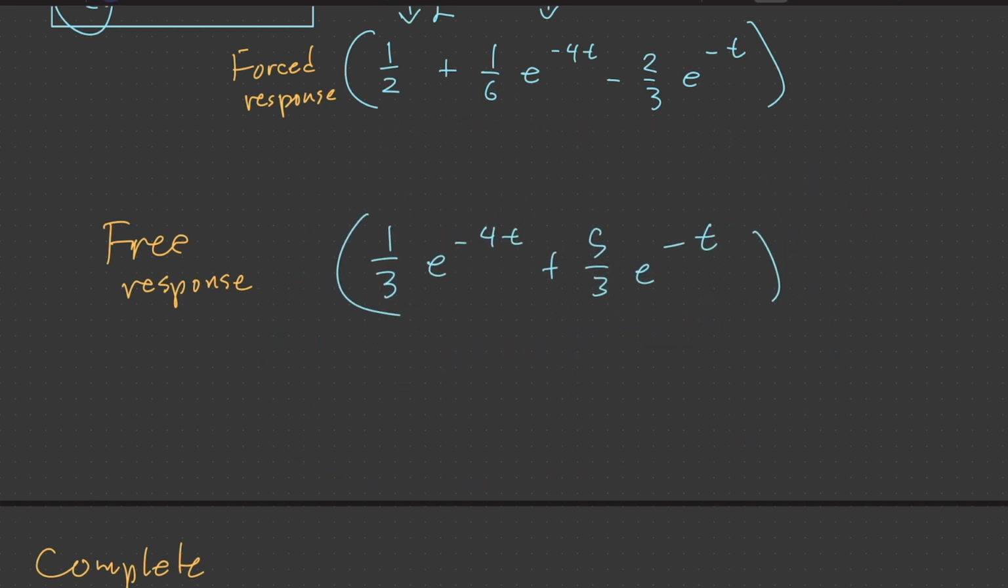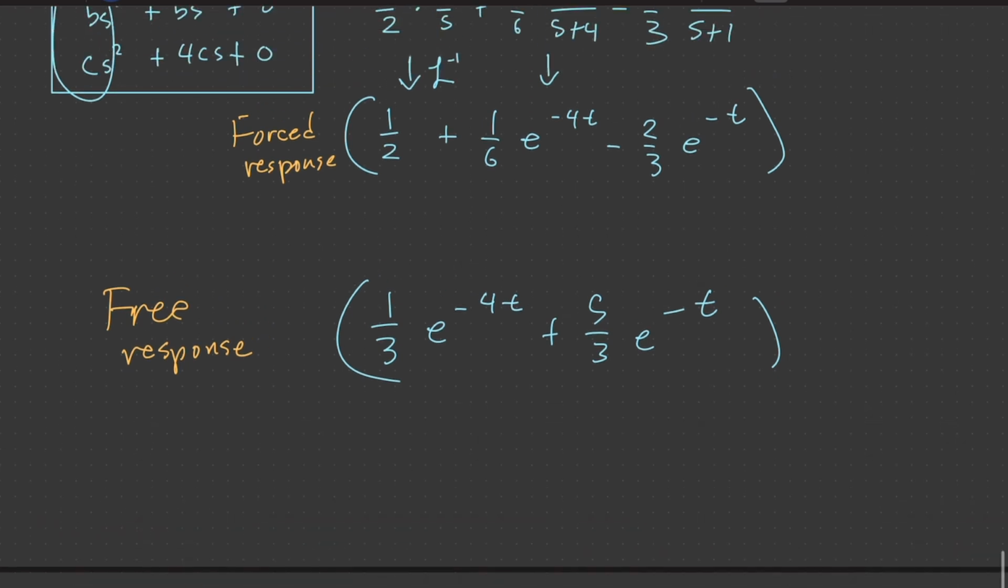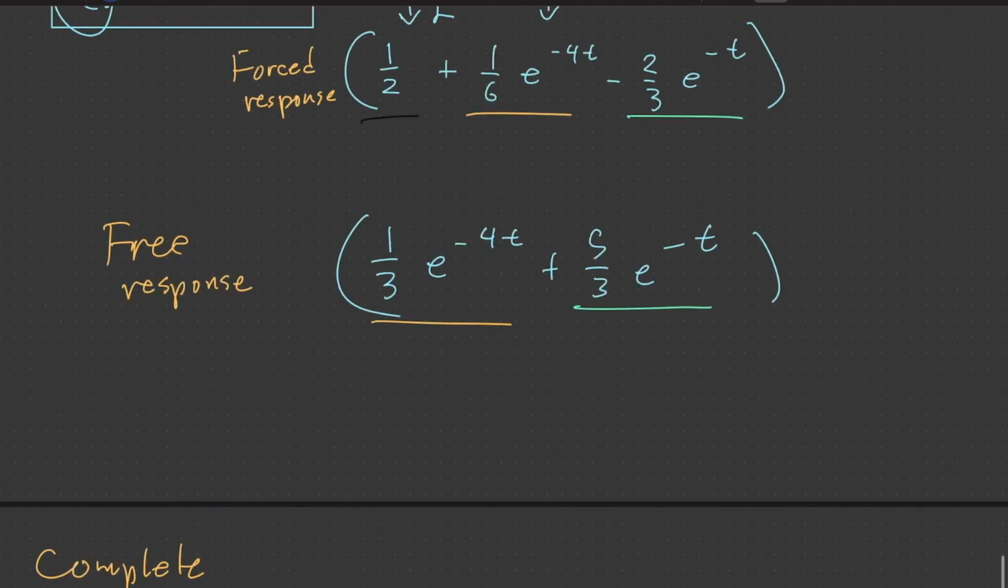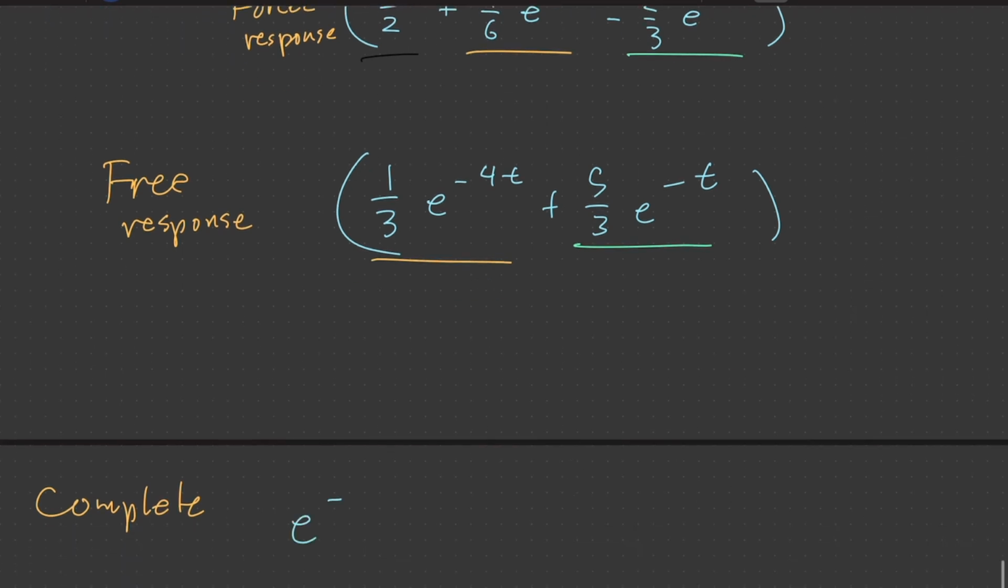Okay, and now we can combine like terms. So we have e negative t here, e negative t here. Right, we can't combine negative t and negative 4t. So these guys are going to combine with each other, and our constant term is the 1/2. So we're going to do negative 2/3 plus 5/3, right? That's going to get us 3/3. So that's actually just e to the negative t is our first term.